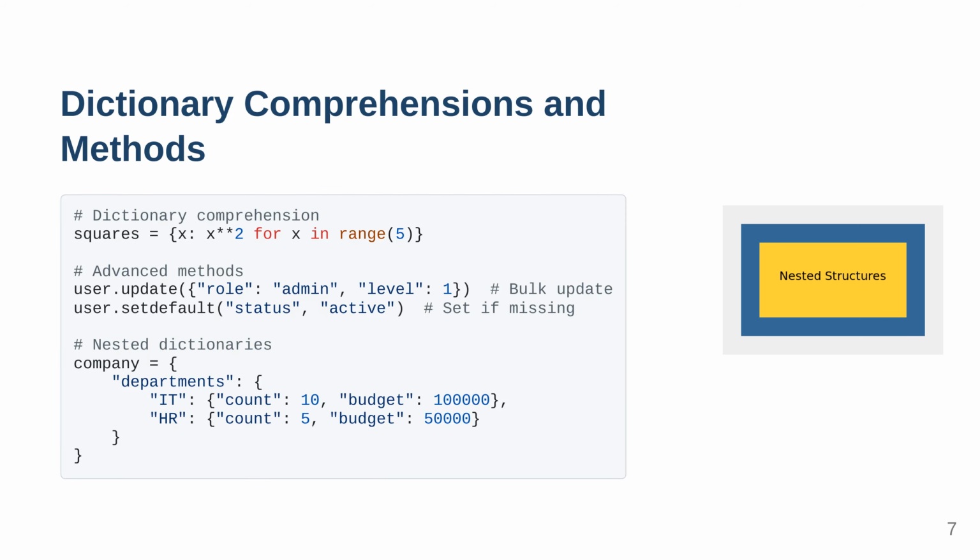Dictionary comprehensions provide a concise way to create dictionaries, similar to list comprehensions. Nested dictionaries allow us to represent complex hierarchical data structures. Methods like update and setdefault provide powerful tools for managing dictionary content. Remember that dictionary keys must be immutable, but values can be any type, including other dictionaries.